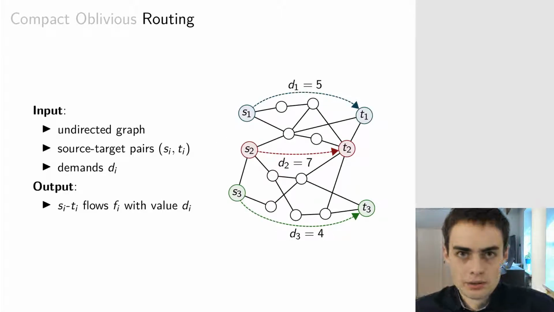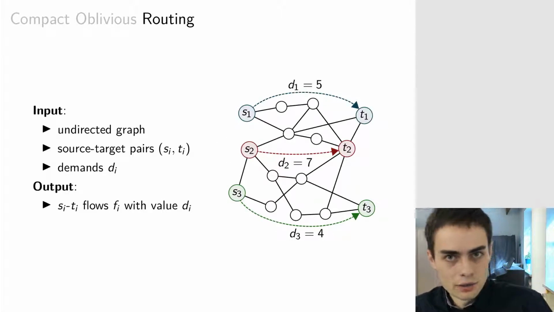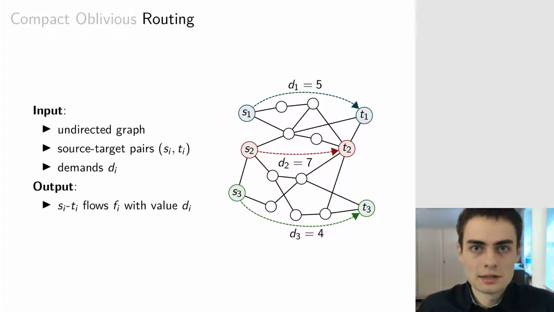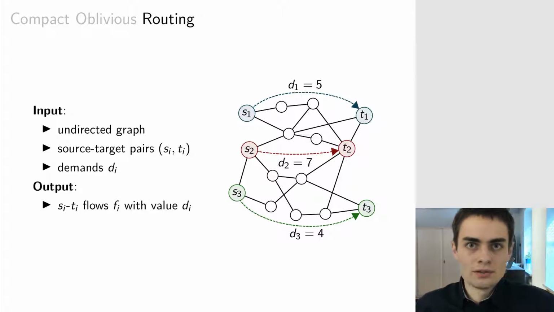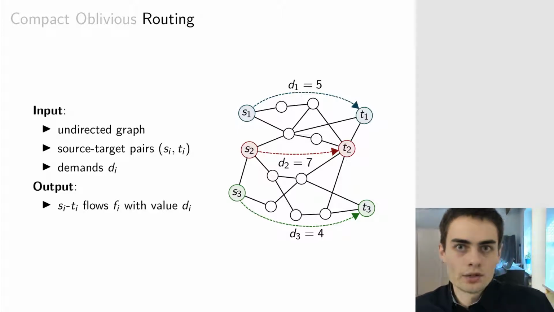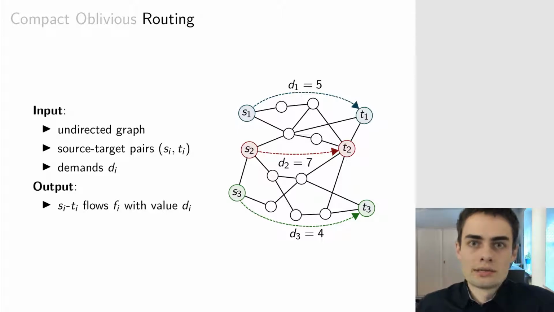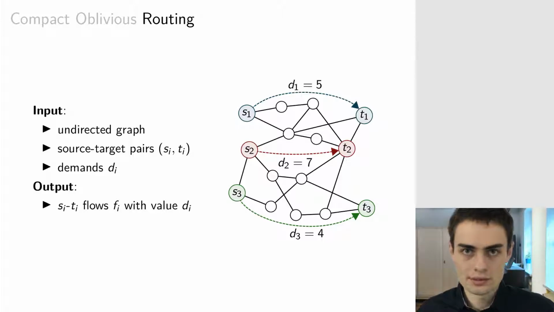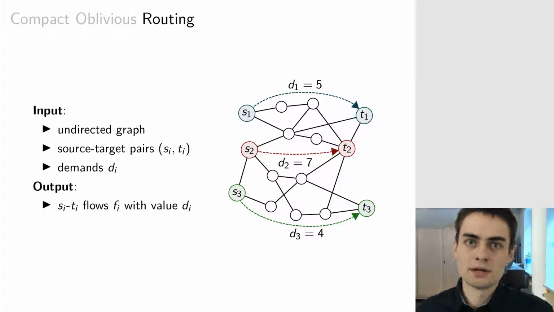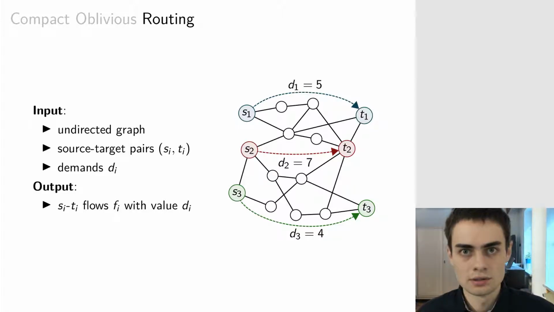Let's start with routing. So we are given an undirected graph, and we are given some number of source-target pairs. For each of these pairs we have a demand, so that's the amount of flow that we want to route from that source to that target. We route these demands. That means that we compute a flow for each of them, and that flow sends the specified amount of packets from that source to the target.